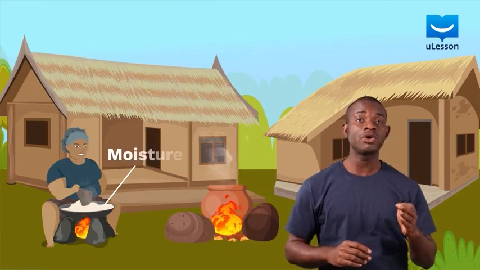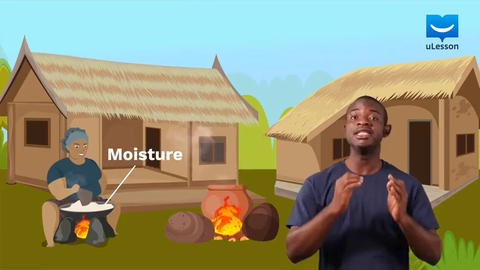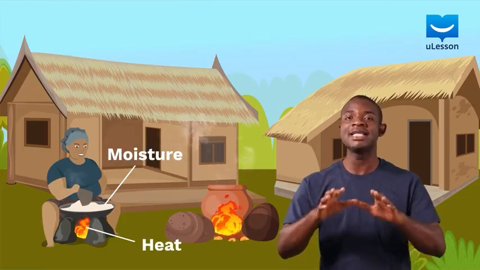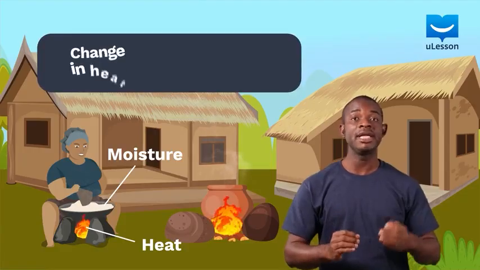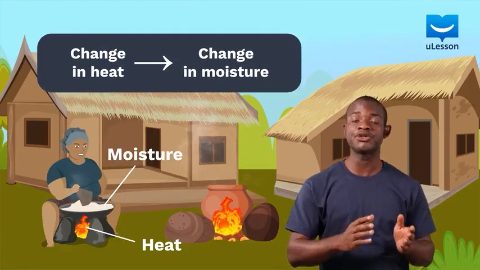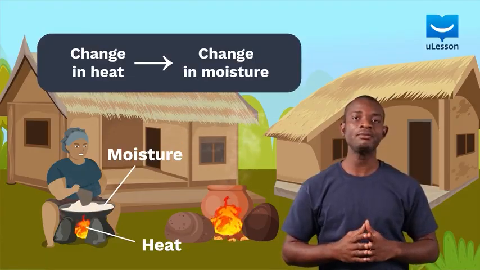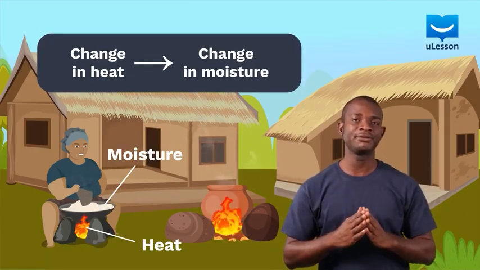Let's see an example. The amount of moisture in processed cassava flakes, otherwise known as garri, depends on the amount of heat applied. In this instance, a change in the amount of heat causes a change in the amount of moisture in the garri. What happens here is called differentiation.